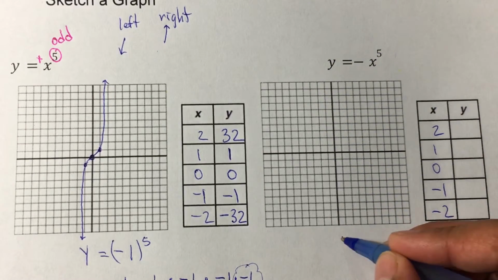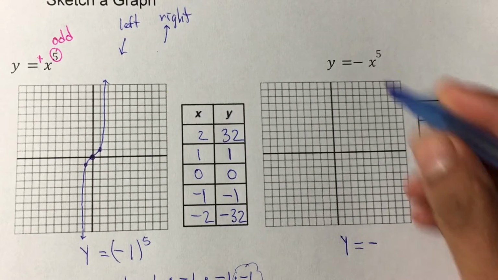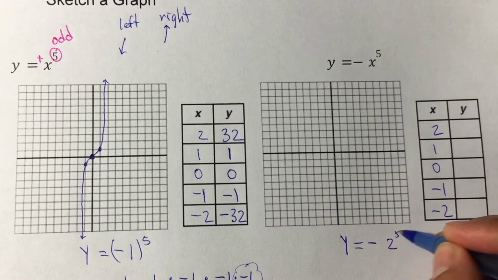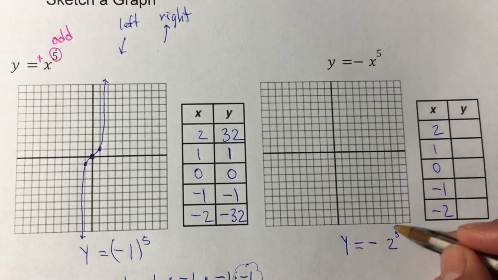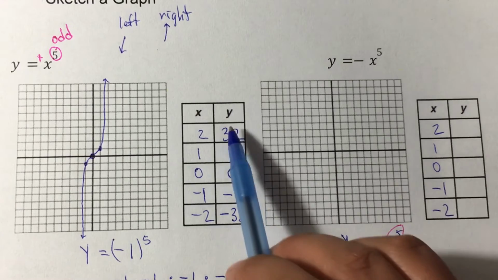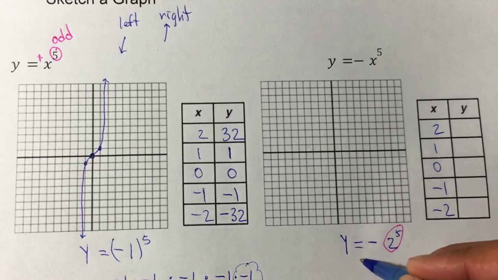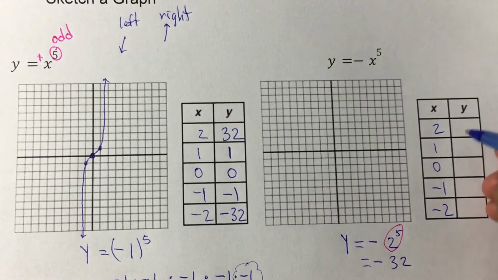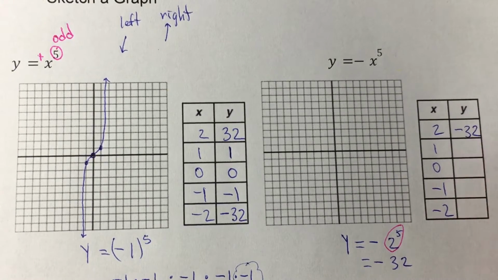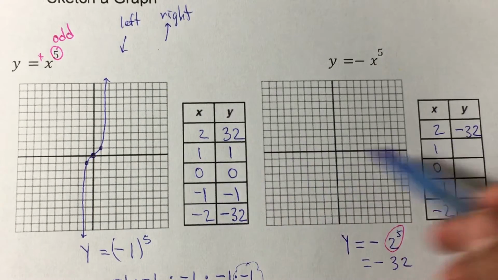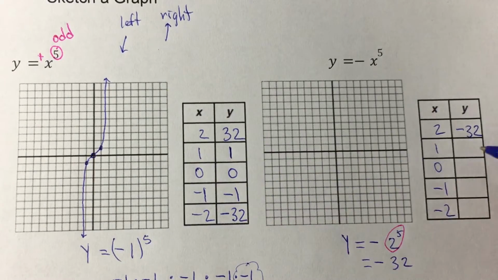But let's do it. So y equals negative, from the equation. We substitute 2 to the 5th power. And remember that we do this exponent first. So 2 times 2 times 2 times 2 times 2 is 32. But because of that negative, we bring it down. 2 to the 5th power is 32, so negative 32. So if you think about it, basically all it's doing is changing the signs.